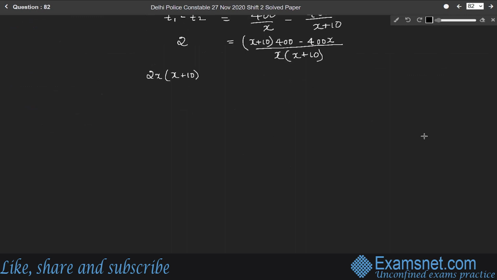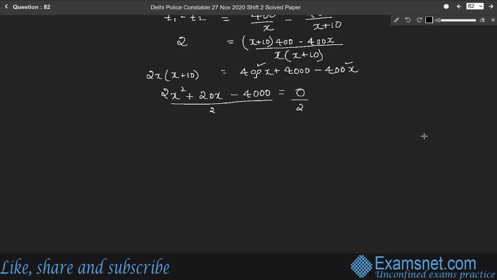Right, is equal to 400x plus 4000 minus 400x. So here 400x will get cancelled. Therefore, 2x square plus 20x minus 4000 is equal to 0. So divide the whole equation by 2. We will get x square plus 10x minus 2000 is equal to 0.